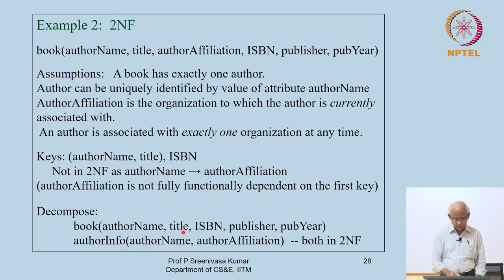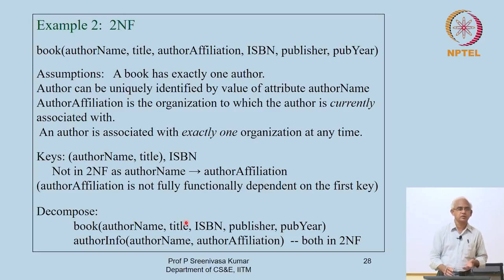Again author name and title together and the ISBN are keys here, and then the non-prime attributes publisher and publisher year are fully functionally dependent on all keys in this relation. So, actually the question of violating second normal form does not even come into the picture if you do not have a key that has multiple attributes. Unless a key has multiple attributes, there is no scope for this kind of a partial dependency.